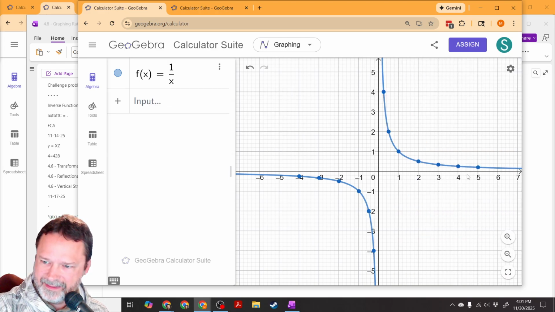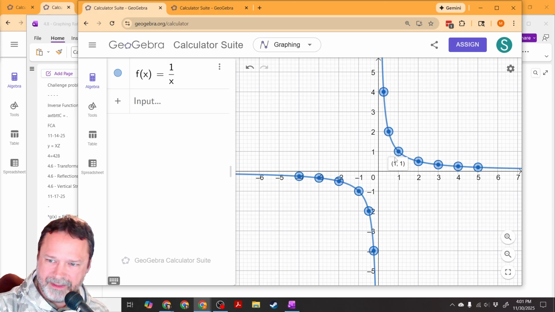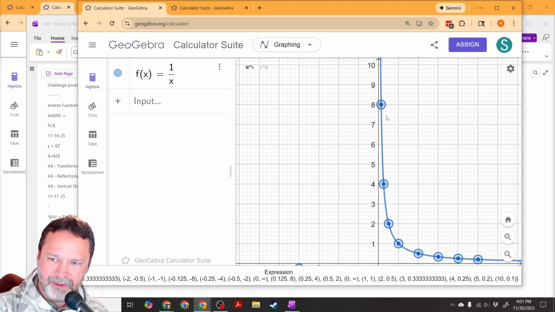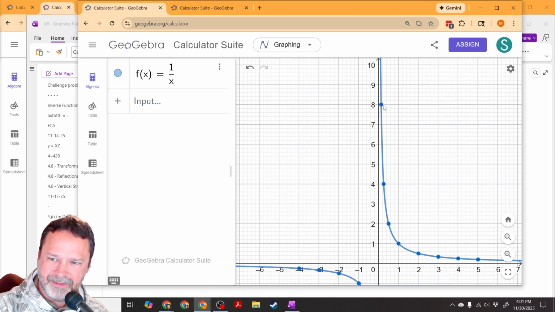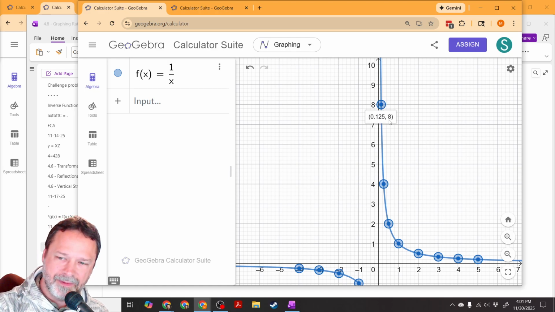All right. So now going the other way from 1 over 1, if we go 1 over a half, so I'm not going to go straight to 0, but a half. Well, 1 over a half is 2. So as x is getting closer to 0, but it's less than 1, our values are getting large really fast. 1 over a fourth is 4. 1 over an eighth is 8.